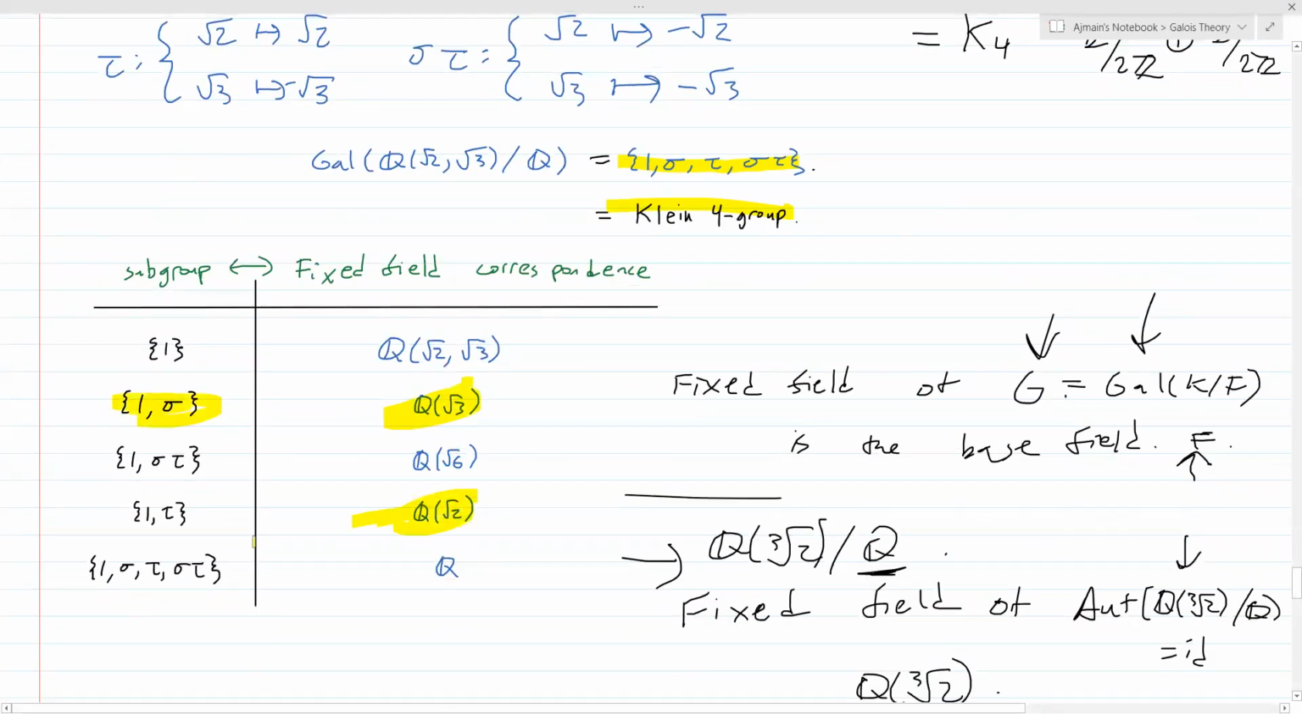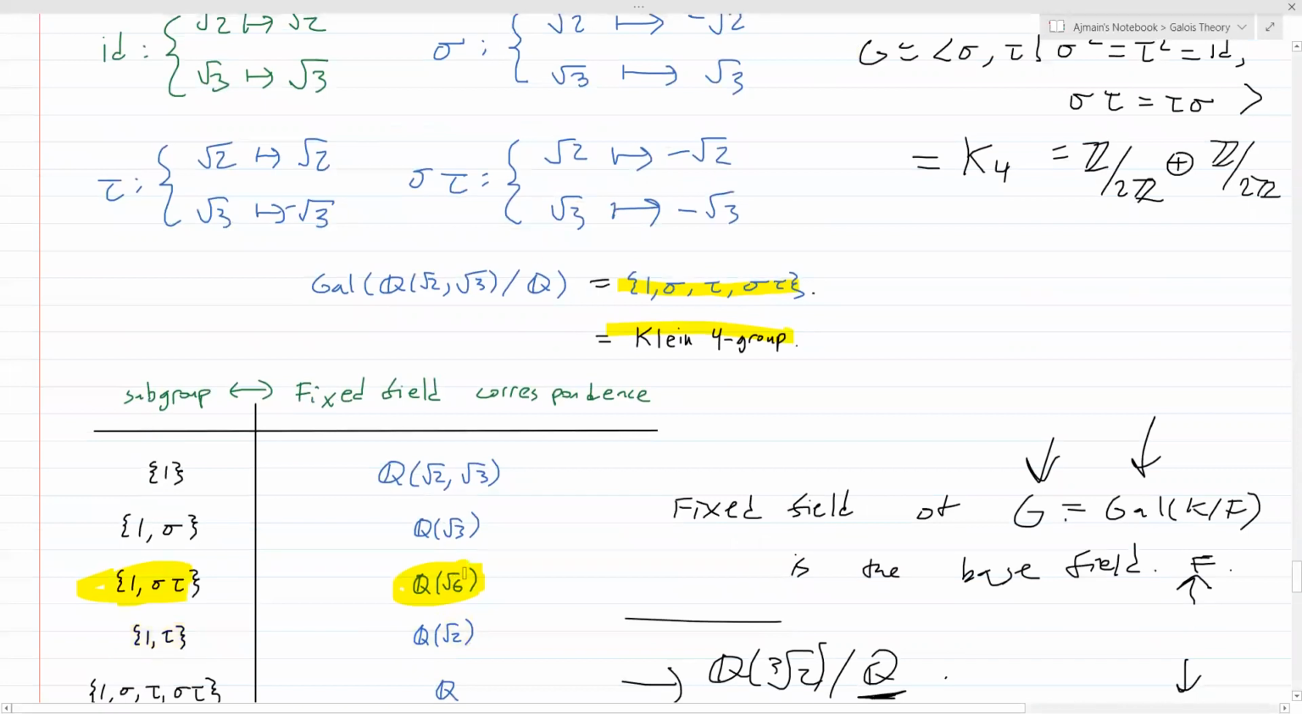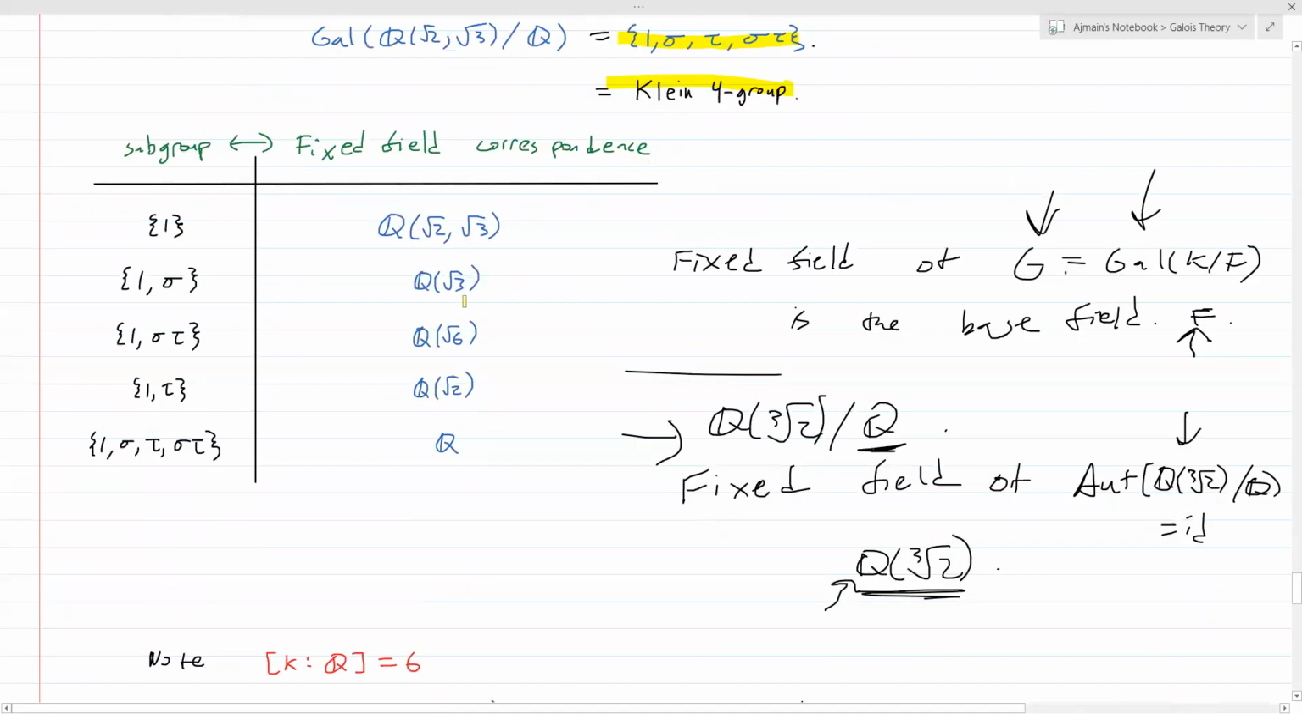And likewise, this is the fixed field of this group. And why is this the fixed field of this group? Because, just look at what it does to square root of 6. Square root of 6 is the product of square root of 2 and square root of 3. So it sends square root of 6 to the product of the images of square root of 2 and square root of 3, which is negative square root of 2 times negative square root of 3, which is square root of 6. So this automorphism fixes square root of 6.